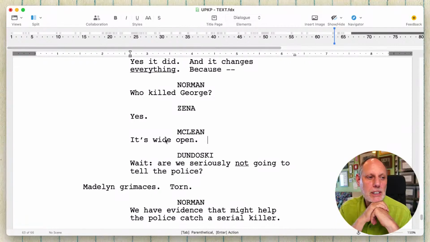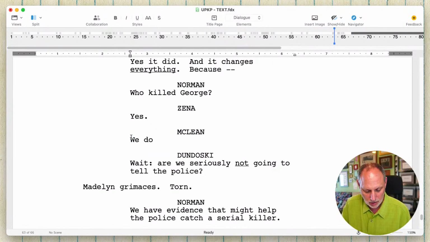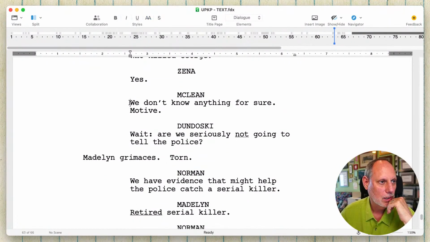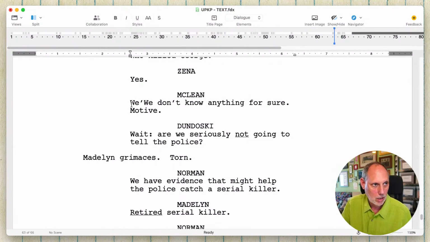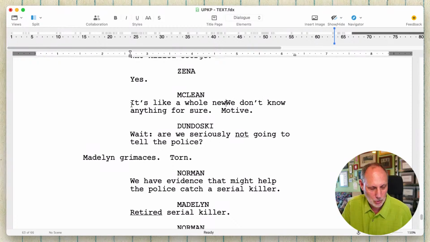No. McLean's too smart for that. McLean would start working on motive. We don't know anything for sure. Who killed George? It's like a whole new mystery.